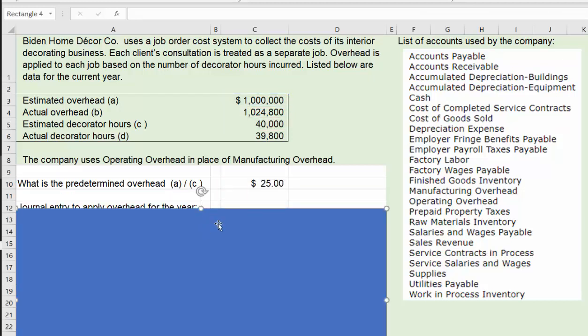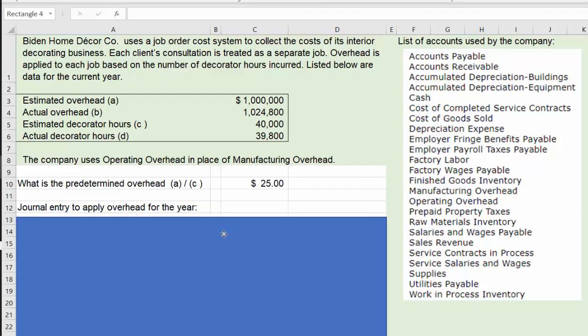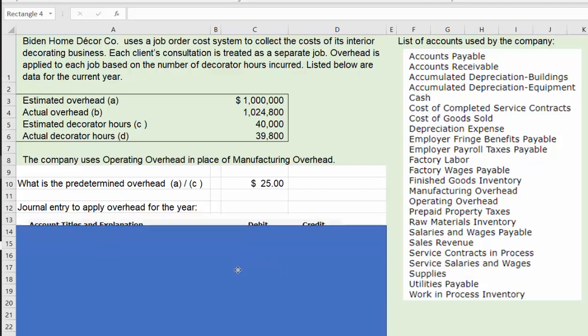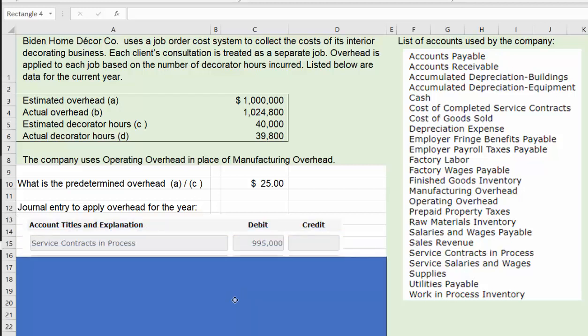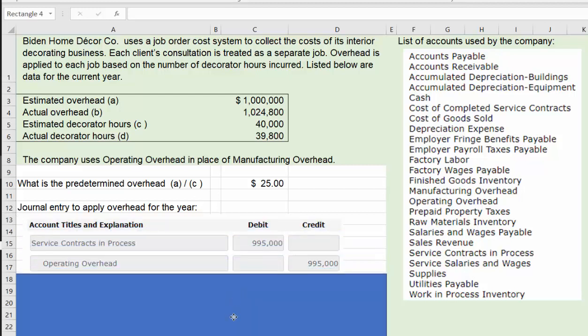Okay, then it wants you to determine the journal entry to apply overhead for the year. Well, using the accounts at the right, what we see is they have a work in process inventory account, but they also have a service contracts in process, and that probably makes more sense to use. So we'll use a service contract in process, and then we need to use that operating overhead account in place of manufacturing overhead. Now, I came up with $995,000.